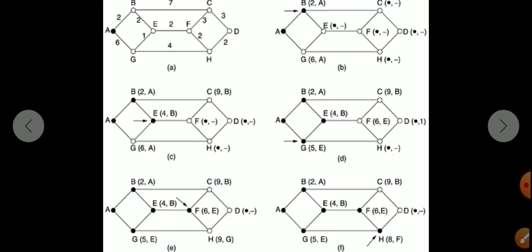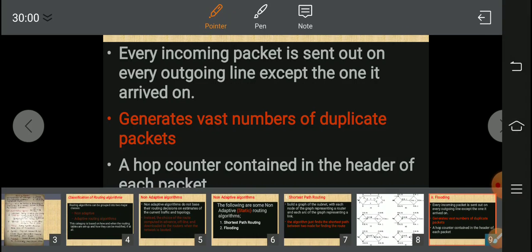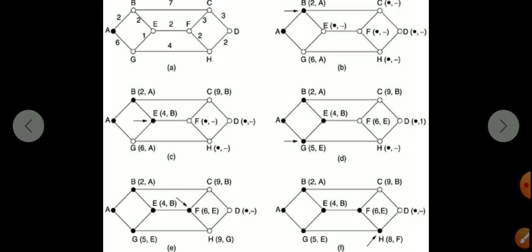So comparing 11 and 10, which distance is shorter? 10 was the shorter. So that's why the value of D was 10H. This is the final output. So next we'll go for flooding. I think you understand this concept of finding a shortest path.